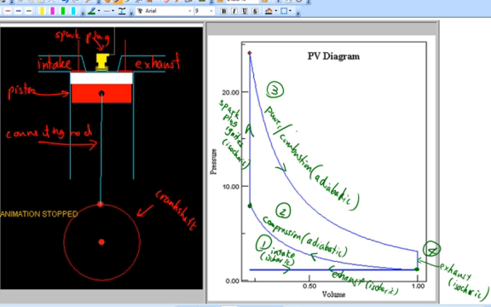You do not have to know the Otto cycle for the AP exam, but here is a practical application of PV diagrams. So for now, that's it.